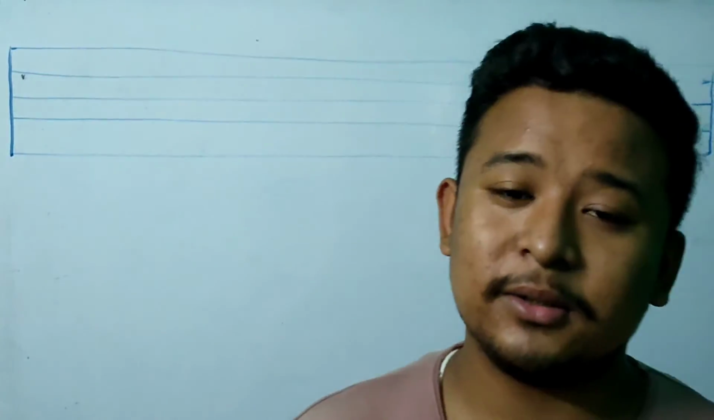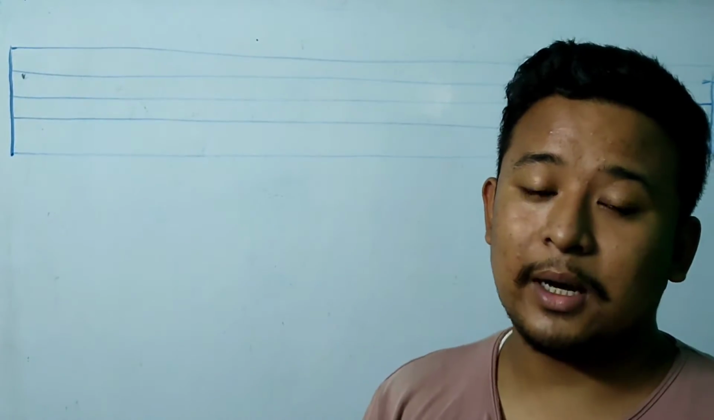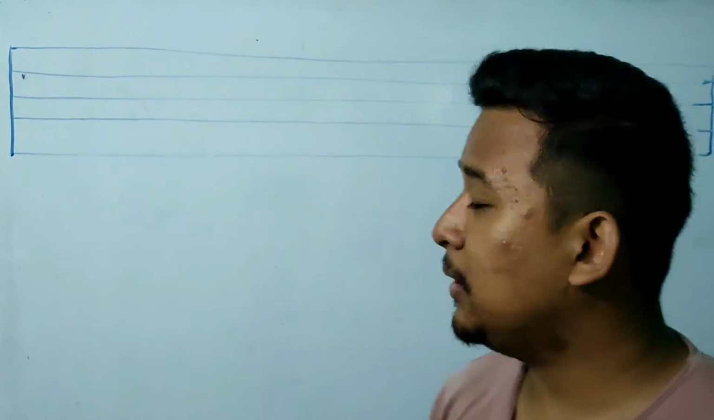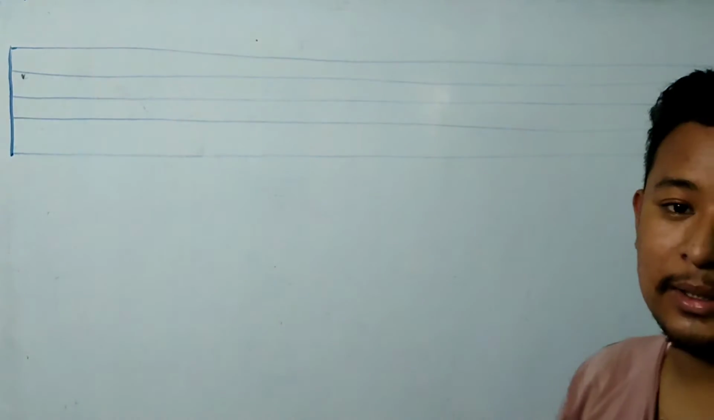So in today's class we are going to talk about the notes in the staff. Okay, so I had taught you in my previous videos that the 5 lines and 4 spaces is known as a staff. Okay, so there are 2 types of staff. First, the treble clef. Second, the bass clef. So today we are going to talk about the treble clef.